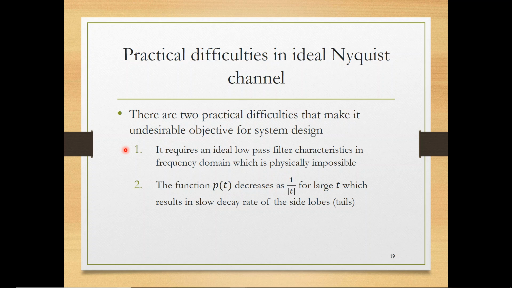In math, it's easy. Just put the function, you get the curve, you get the pulse that you want to use. But in practice, you need to use filters to generate such a pulse. And when you use filters, you need a massive number of terms, fundamental terms, and you cannot really let your filter take all these terms. The second difficulty that we have: the function p(t) decreases as 1 over the absolute value of t. What does this mean?